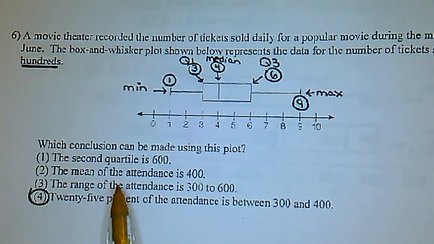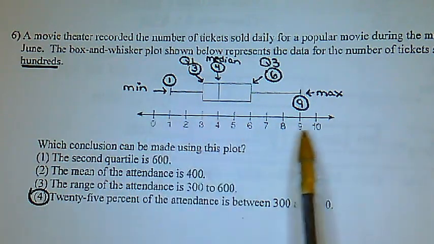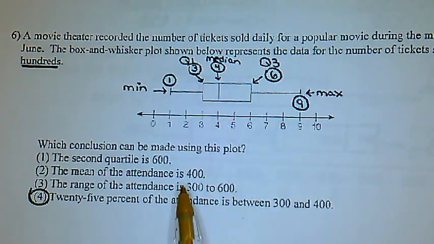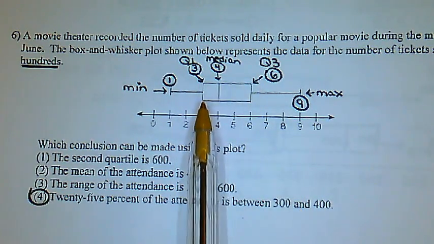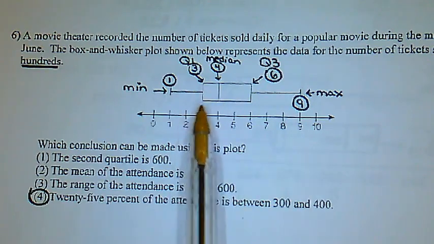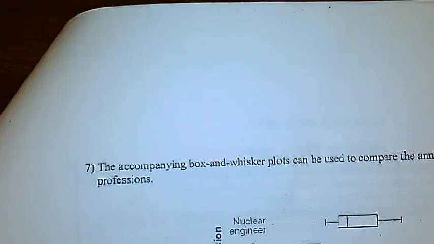The range would be from 100 to 900. The interquartile range would be 300 to 600. That's what they were trying to get you with. And then from 300 to 400, which would be right from Q1 to Q2, that is 25% of attendance. So the answer was number 4.